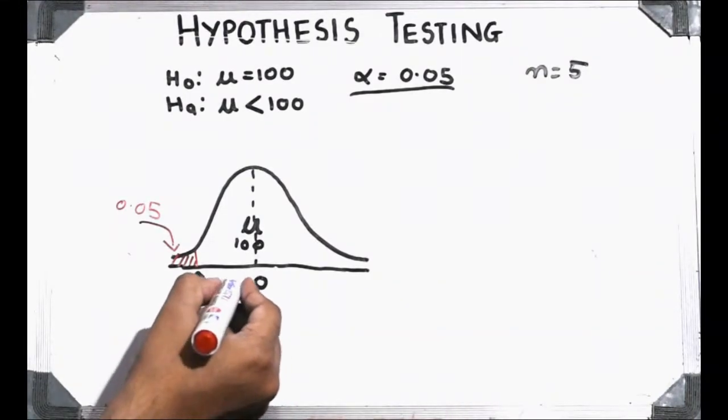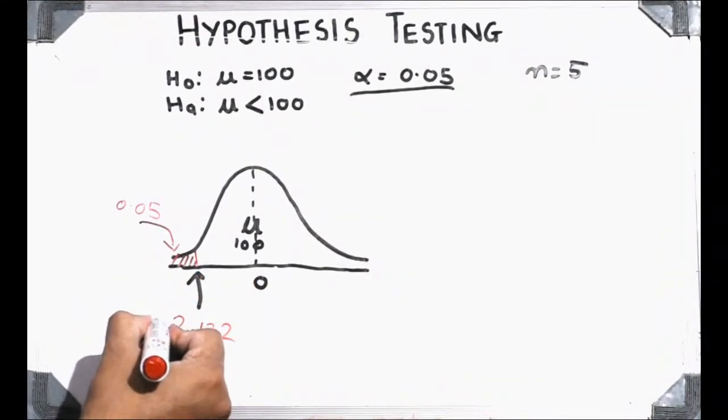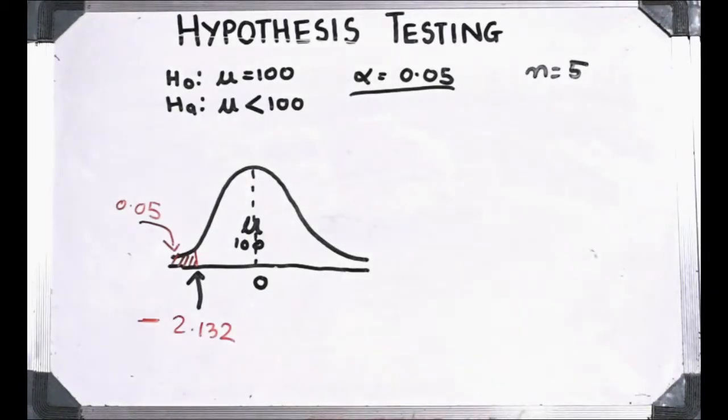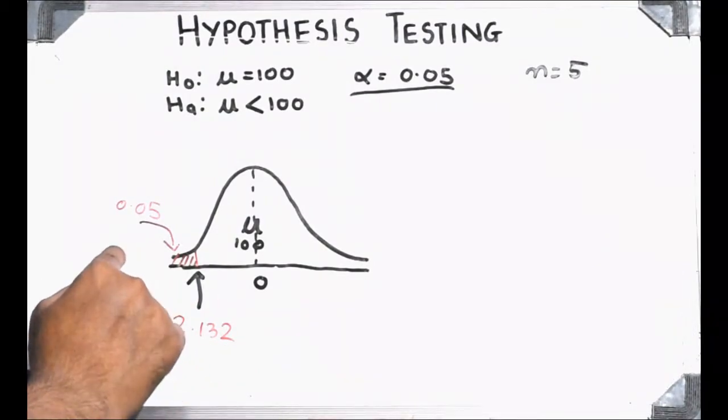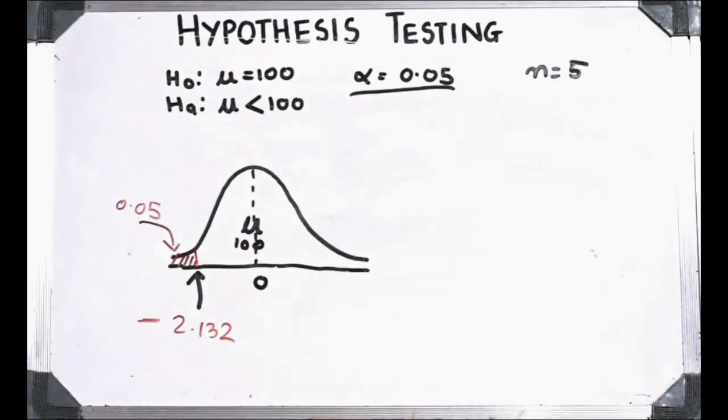Okay, it is lying on the left side, which means it will be minus. Are you clear with this? This is the critical value which separates the rejection region from the acceptance region, and you have seen how we found this value from the T table.